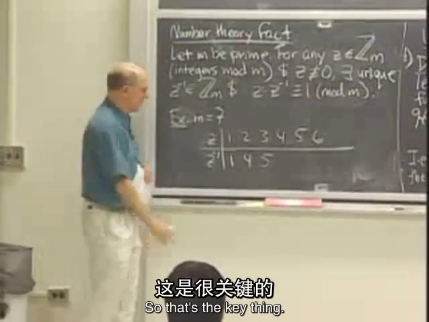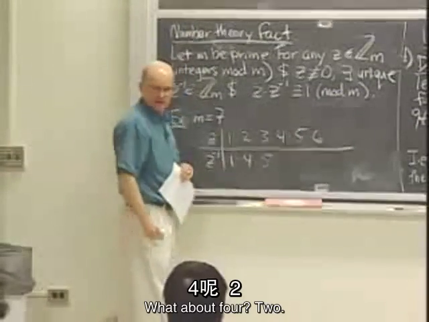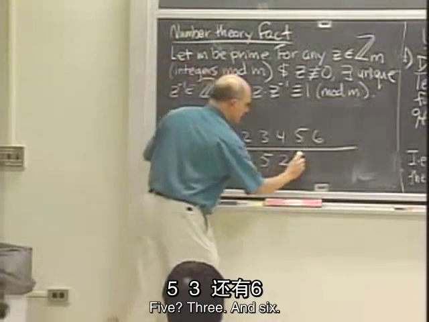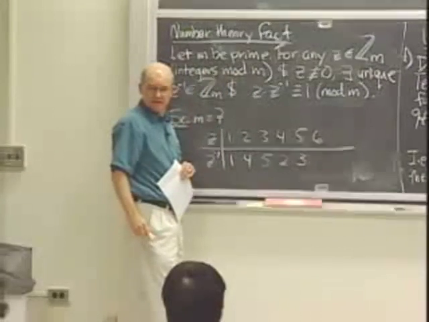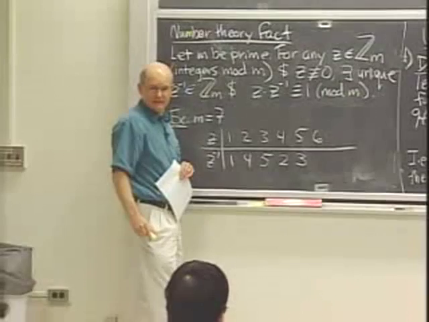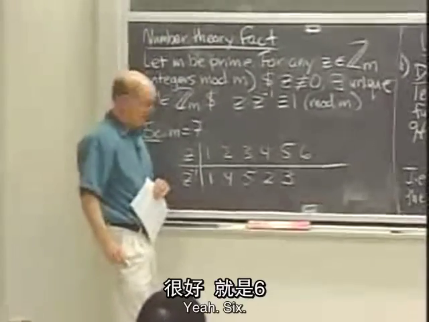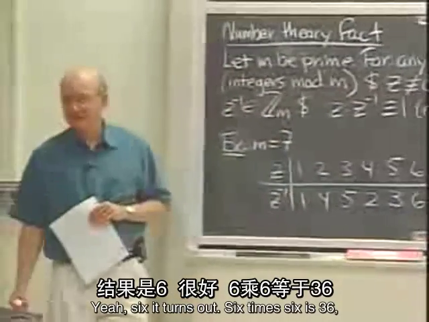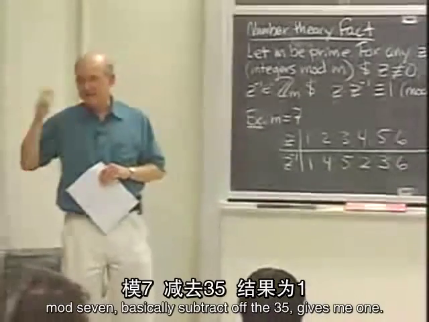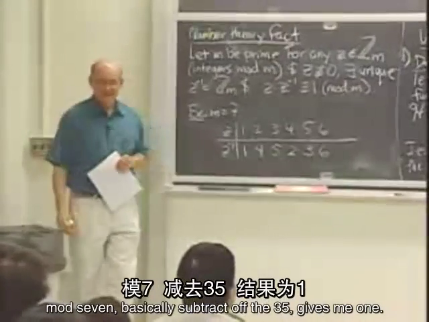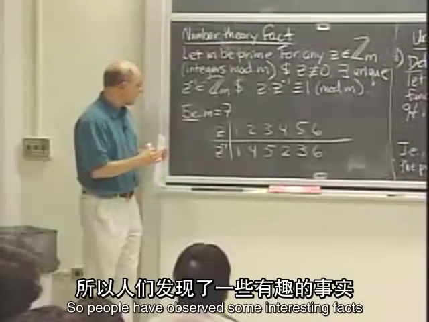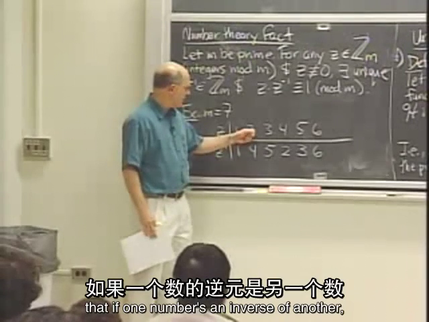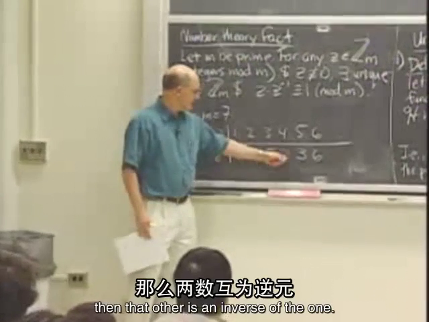So that's the key thing. What about 4? 2. Okay. 5. 3, and 6. Yep, 6 it turns out. 6 times 6 is 36. Mod 7, basically subtract off 35, gives me 1. Okay? So people have observed an interesting fact: if one number is an inverse of another, then that other is an inverse of the one.